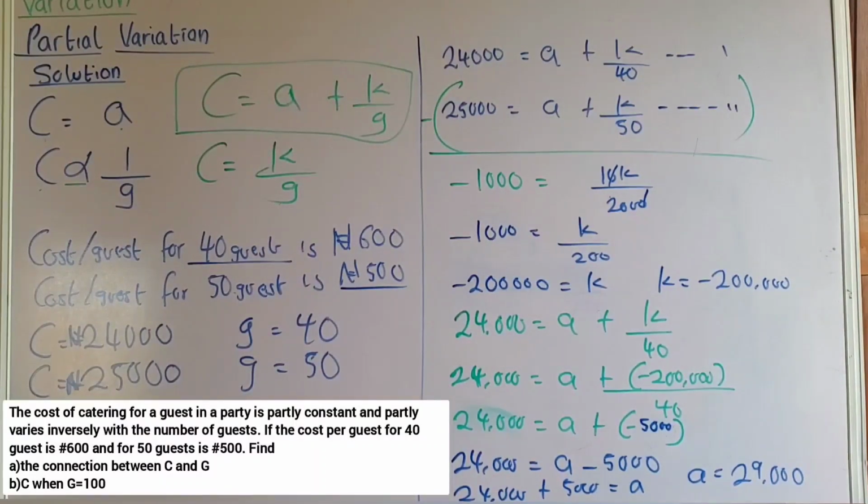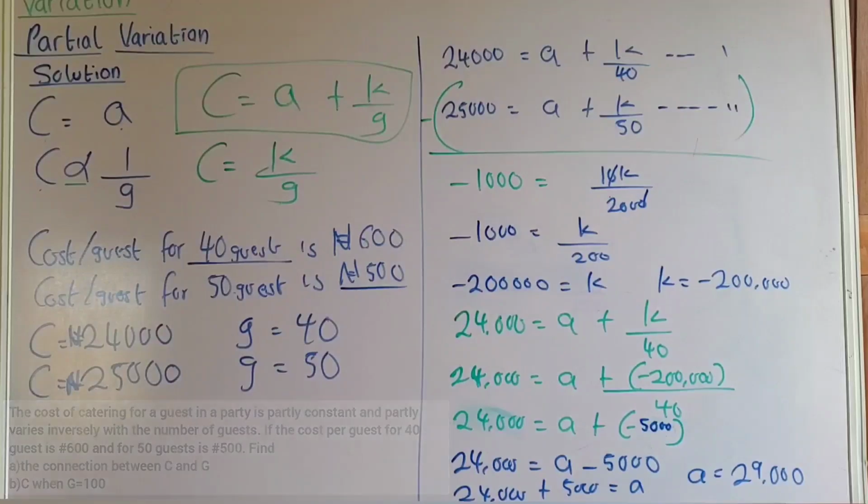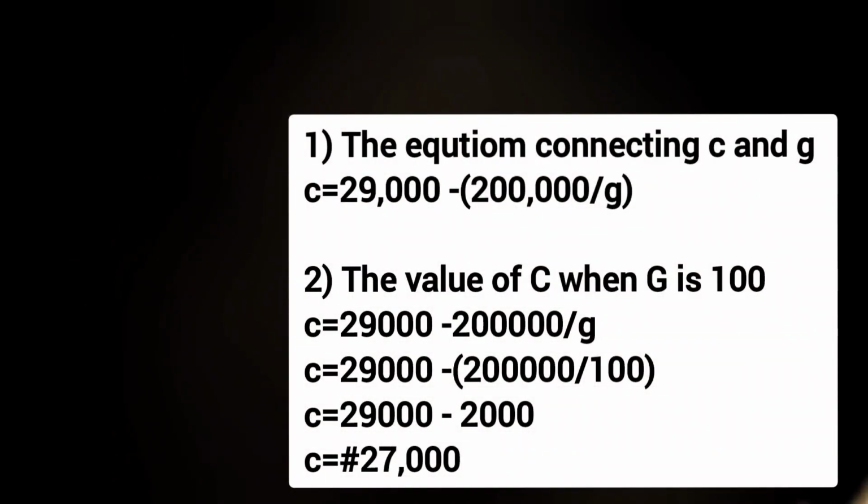Now we've gotten the value of the constant as 29,000. To get the equation connecting C and G, just substitute the value of a as 29,000 and the value of k as negative 200,000 into the equation that you are given. Are you getting it? And also, to get the value of C when G is 100, just replace G with 100 in the above equation, okay? So that is how to solve that question. And you can see from the previous example that we did, that is how we do it. Do you understand? If you have any question, let me know in the comment section.